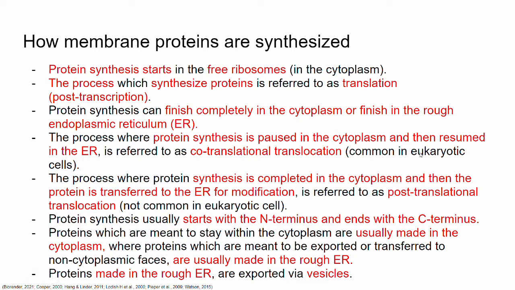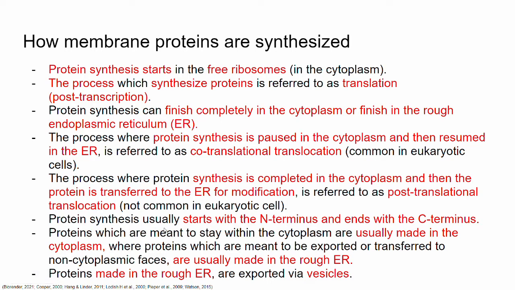There is another process called posttranslational translocation, but it's not common in eukaryotic cells, so that's why we're not going to talk about it. But from the name, you could tell what this means. After translation, there is a translocation. So after the protein is completely finished, the protein moves to the endoplasmic reticulum for further processing.